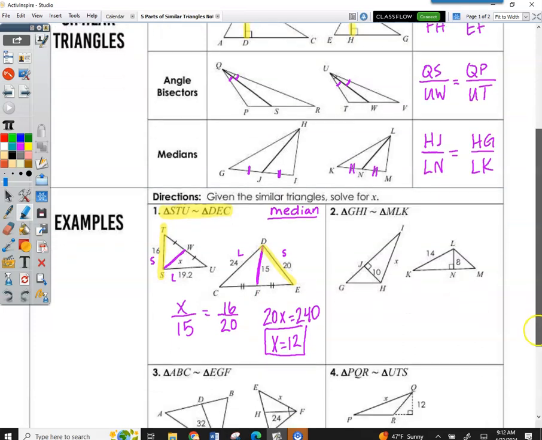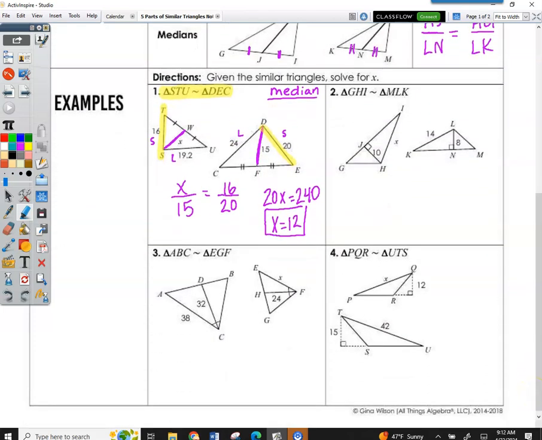All right. Let's do number 2. First of all, what type of problem is number 2? It's an altitude problem. It doesn't really matter what type of problem it is. I just wanted to practice with those vocab words. Altitude problem.